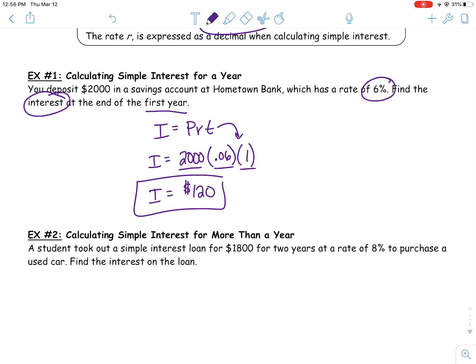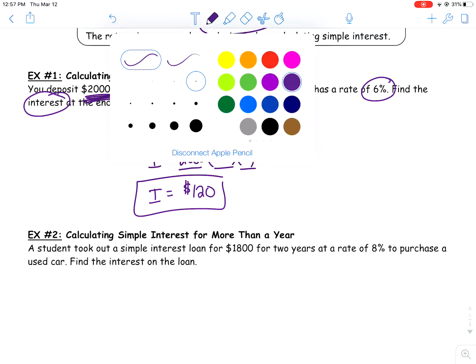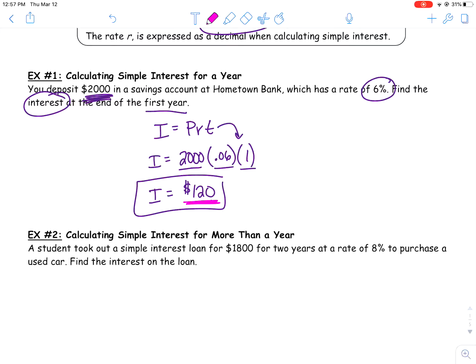So I may ask you an additional question, or I may ask you, how much money then do you have in your account total at the end of that year? You shouldn't have only $2,000. You should now have $2,000 plus this $120. So at the end of the first year, you should really end up having $2,120. So depending on what the question asks, you may need to go a little bit farther, where this question just asks you for the interest amount, but another question might ask you for the ending amount or your future value. And we'll talk about that a little bit more in a second.